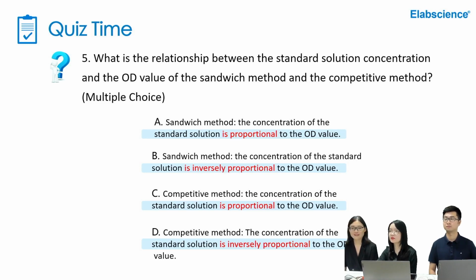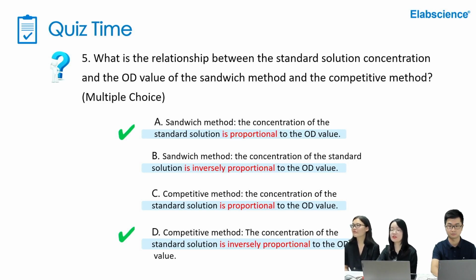And the correct answer, yes, everybody got the correct answer. Yeah, A and D are correct. The sandwich method shows the direct proportion in the cup, while the competitive method shows the inverse proportion.